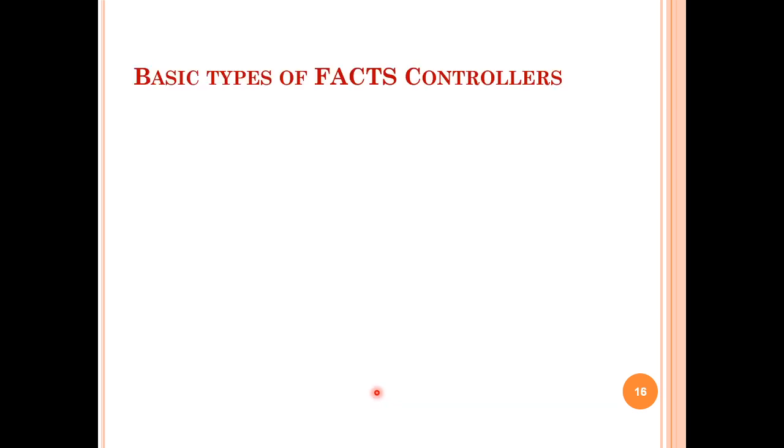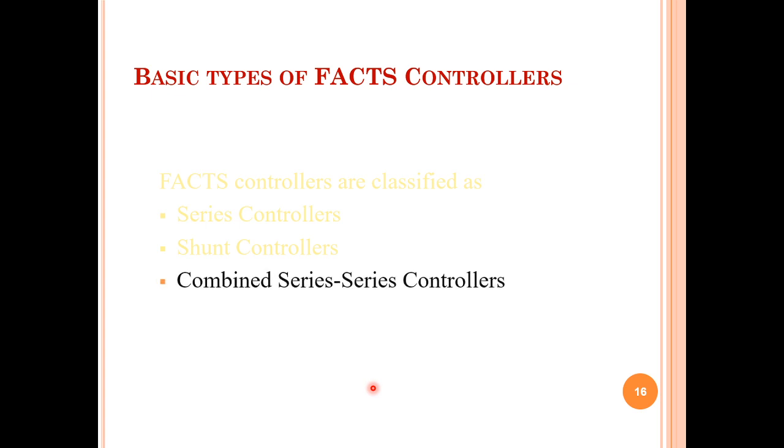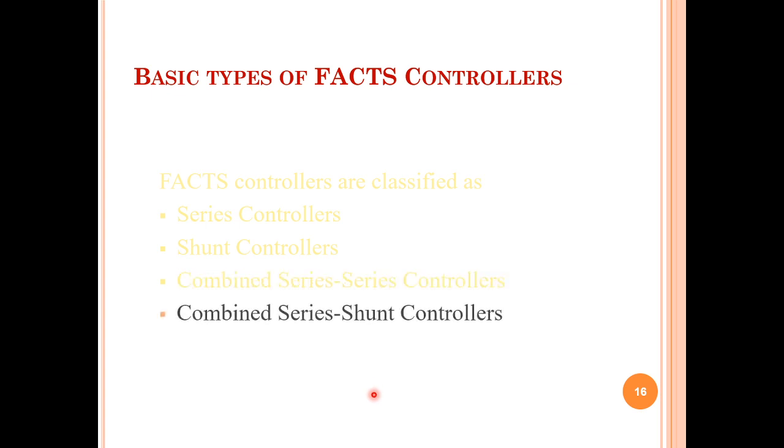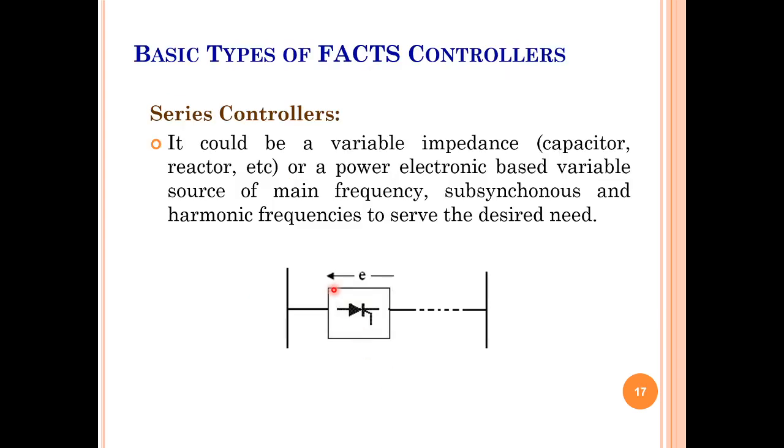Next, basic types of FACTS controllers. We'd like to move on to the next criteria. Types of FACTS controllers: series controllers, shunt controllers, combined series-series controllers, and combined series-shunt controllers. These are the categories.